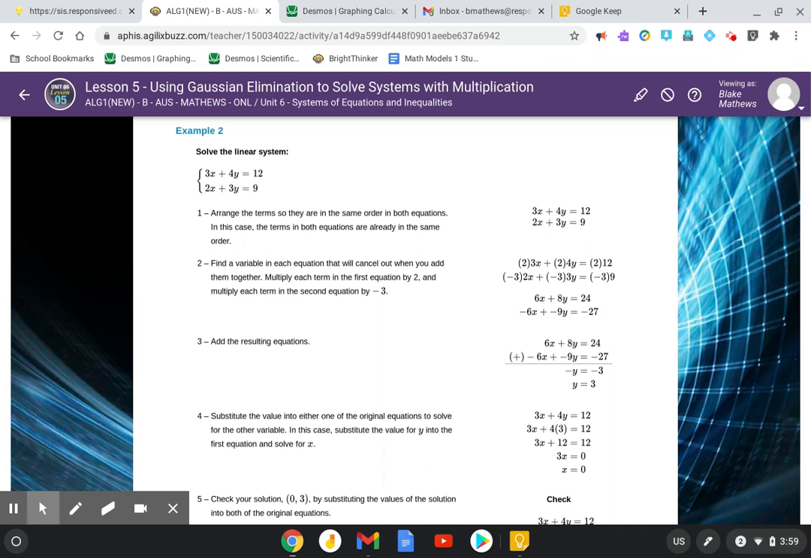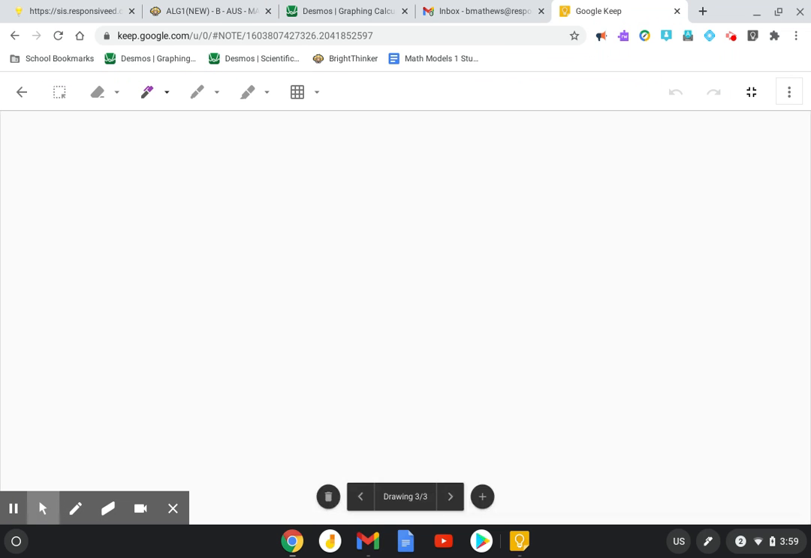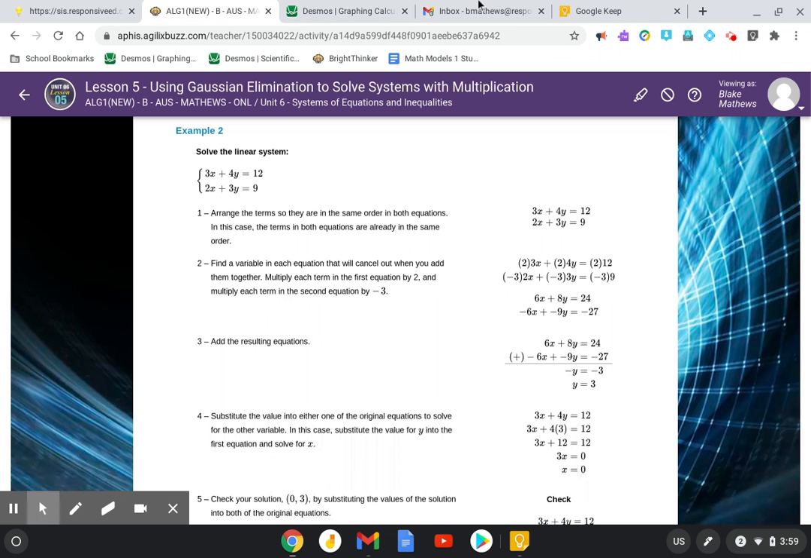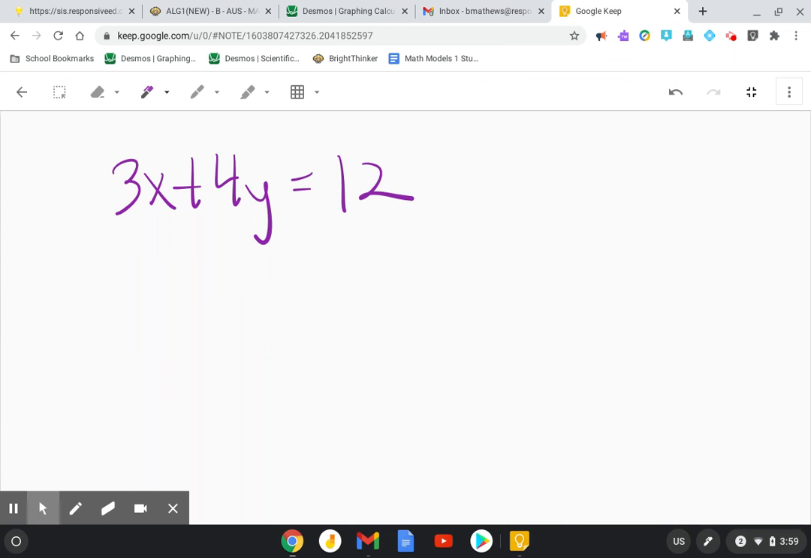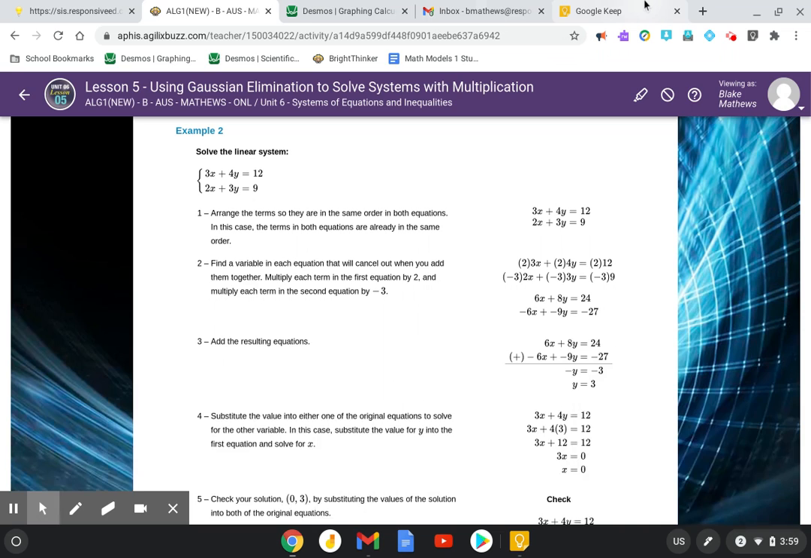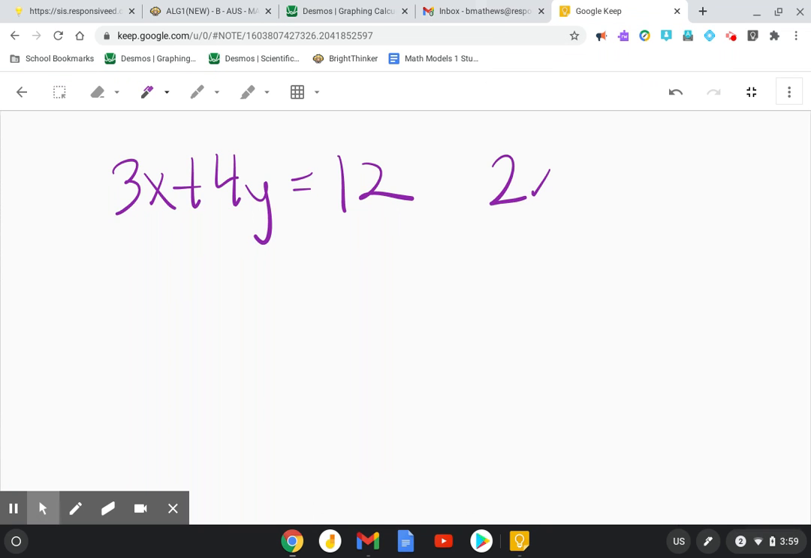Let's write these equations down again. 3x plus 4y equals 12. And 2x plus 3y equals 9.